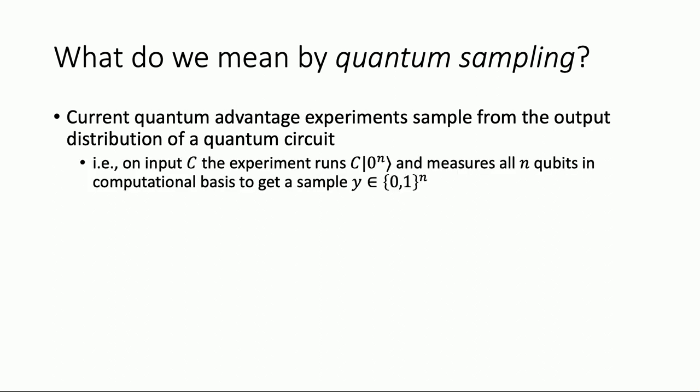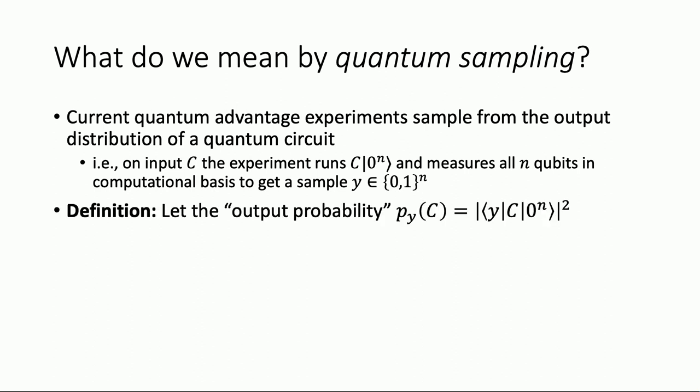So the task is mathematically well-defined. You're given as input a quantum circuit C, and the experiment is supposed to run the circuit on the all zeros input state, measure all n qubits in the computational basis, and get its sample, some string y, which is a binary string of length n. Right, so we define this output probability, which is simply the probability that this experiment sees a particular outcome y when it measures. We call that p_y of C.